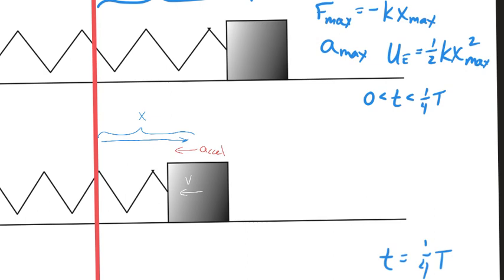So the object has sped up, but at the same time, the force is no longer a maximum. The force is something less than that. x is smaller, so the force has gotten smaller. And it also means that because this equals ma, the acceleration is some amount related to x, but in the opposite direction. So if x is to the right, the acceleration is still to the left. It has some elastic potential energy because the spring is not at zero.